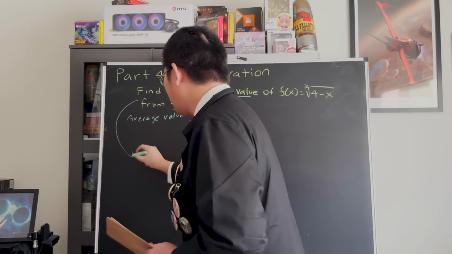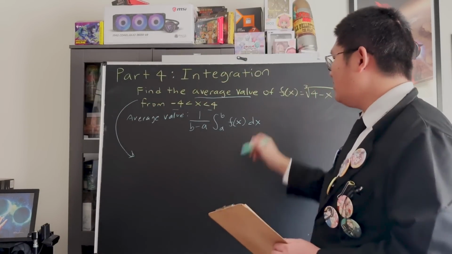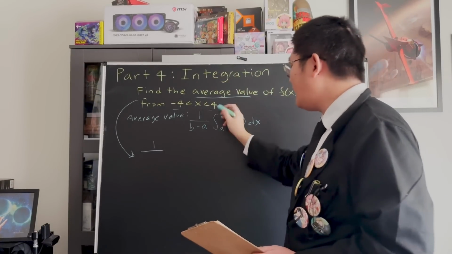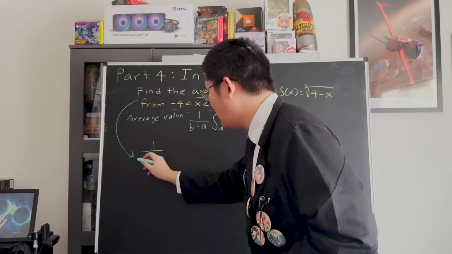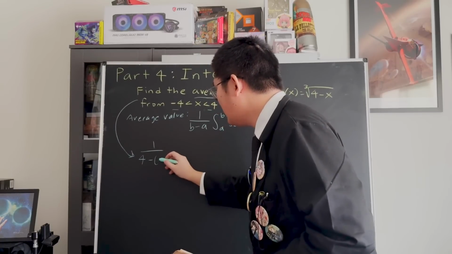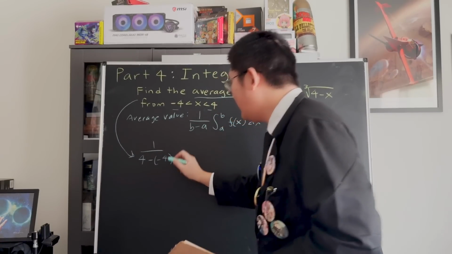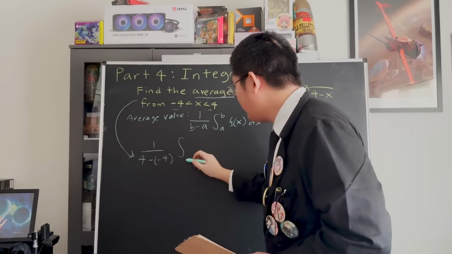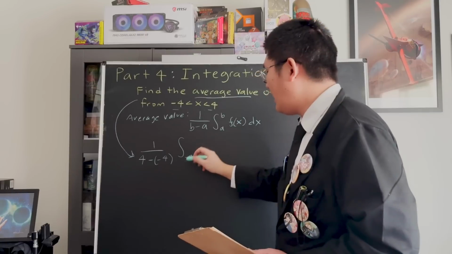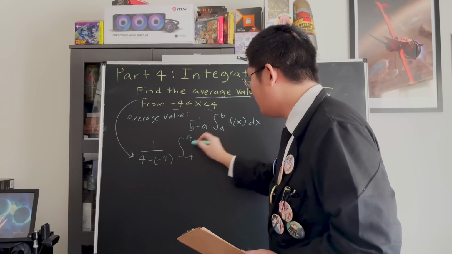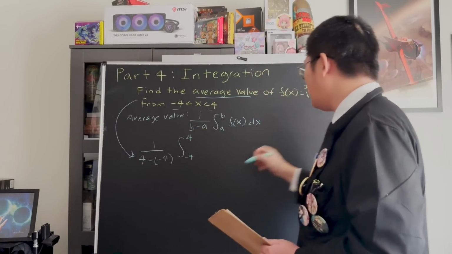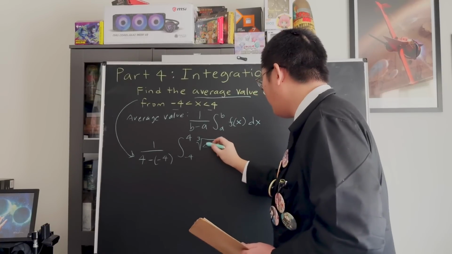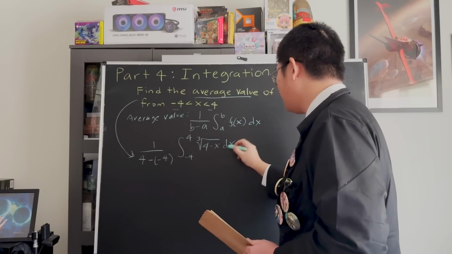If we wanted to take a crack at this problem here, we of course need that coefficient of 1 over b minus a. So remember, we're going from higher to lower. So it's 4 minus the other limit of -4. Keeping track of those signs is very important. Then we are going from low to high, so it's from -4 to +4 for the function f of x, which is going to be the cubic root of 4 minus x dx.